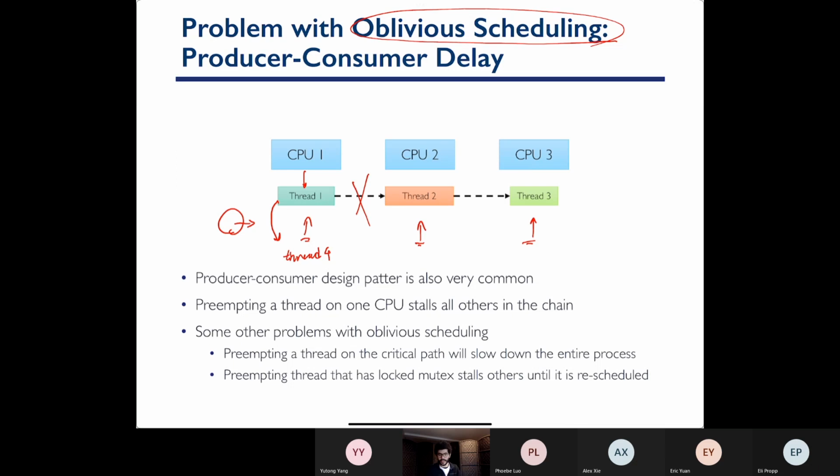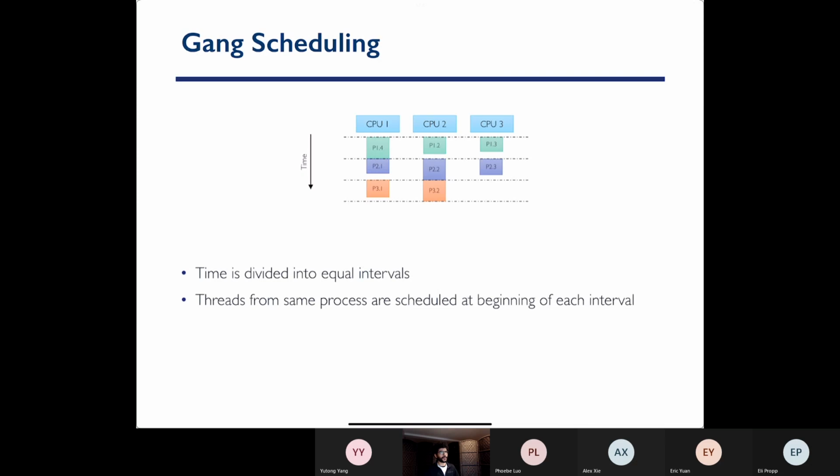So I'm pausing here and saying that, look, oblivious scheduling is bad, but scheduling multiprocessors is hard. Scheduling multi-threaded applications is hard. So usually this is what you get in most systems. Now, let's say you want to fix this. Whatever I'm going to talk about now is kind of theoretical and academic, not really something that has been used in systems. But one approach that you could take is called gang scheduling.